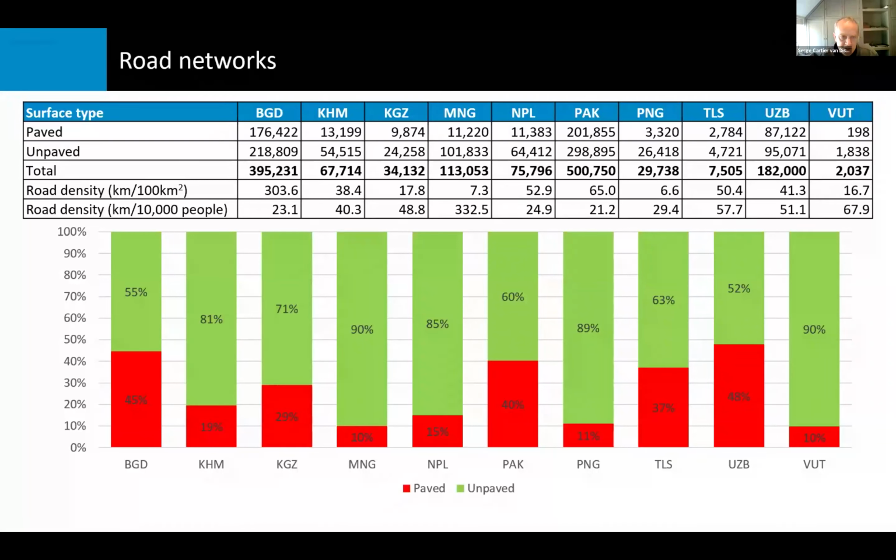In the graph, you'll see that not only the road size and the road density differ by country, but also the degree to which these roads are paved. So some countries like Bangladesh, Uzbekistan, Pakistan, and Timor-Leste, to a certain extent, have quite a large portion of their road network already paved, whereas in other countries like Vanuatu and Mongolia, only 10% of the road network is paved. And that again has an effect on maintenance needs, but can also have an effect on the number of road users.